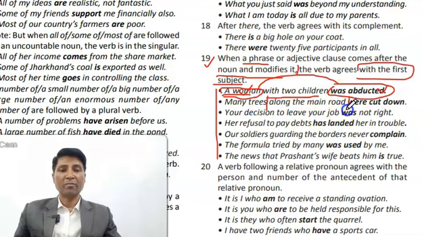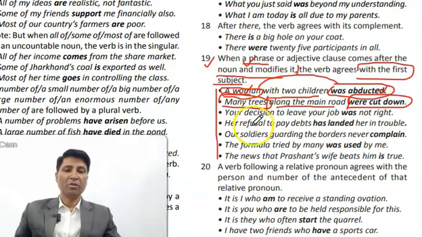Were cut down is the verb, and you can see this verb is in the plural because here many trees is a plural subject. So if I ask you what is this part, you will say it is an adjective phrase. Moving on to the next example.